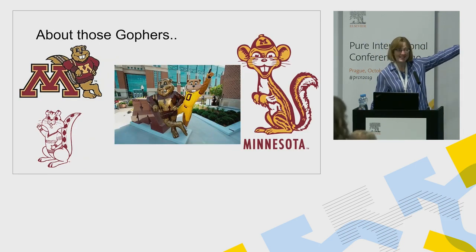About those Gophers, yes, we are the University of Minnesota Gophers. A lot of maroon and gold in this presentation.